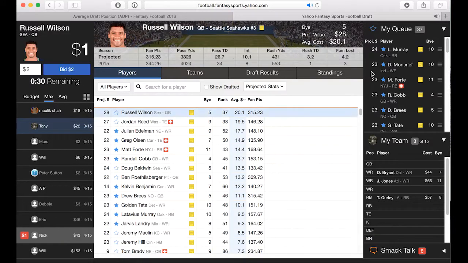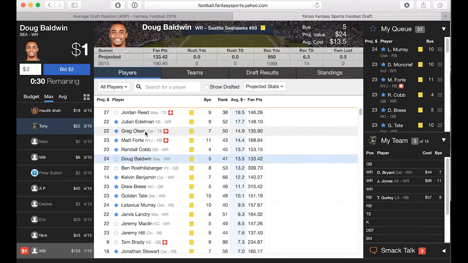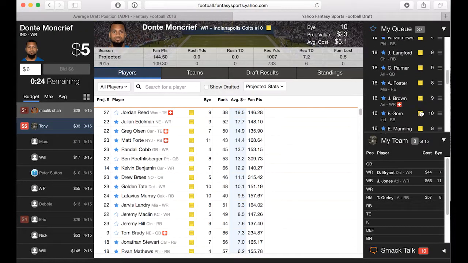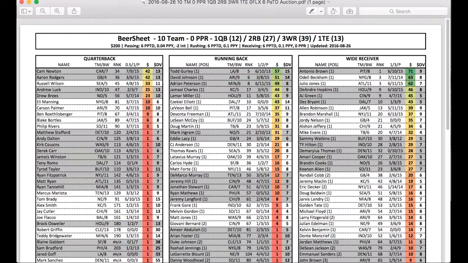So in this particular draft, that's what I did. I was patient and I waited towards the end, and I filled my team up with a bunch of these budget players, who in my opinion aren't really budget players, but players who got overlooked, and I was able to have my go at whomever I wanted because I was able to outbid the other player by just $1.